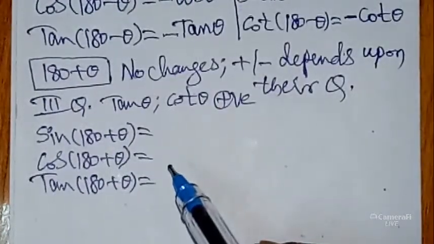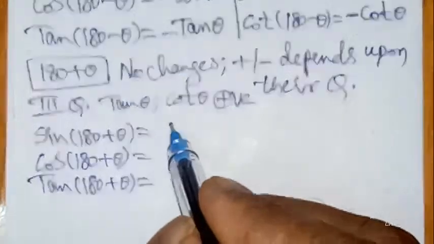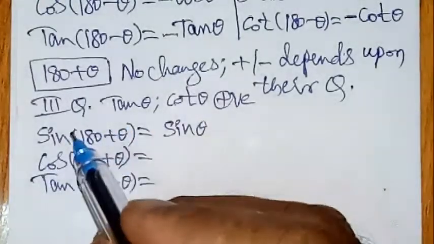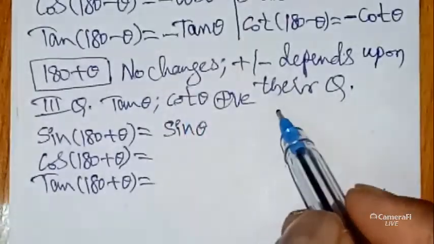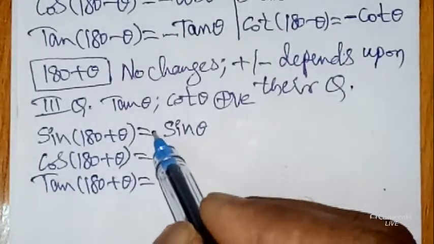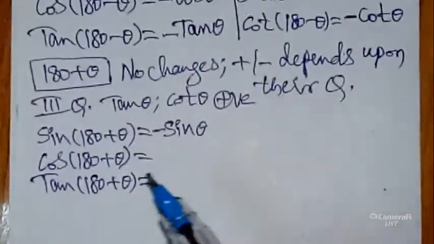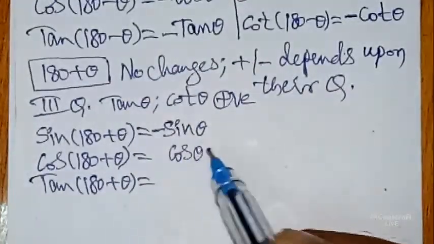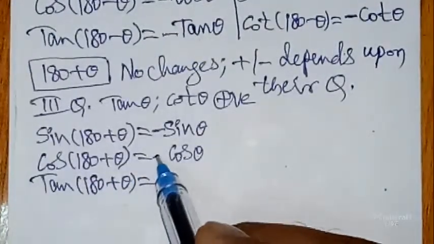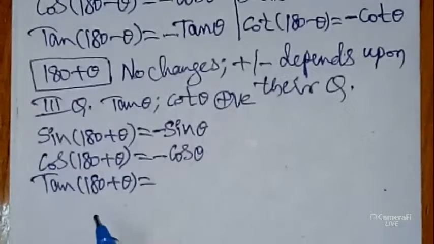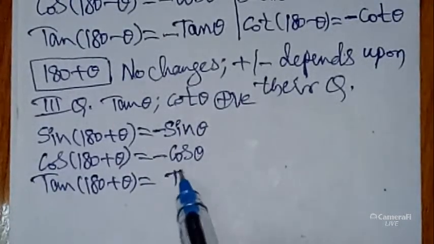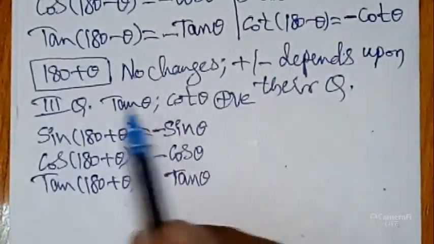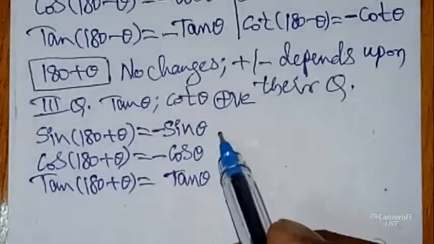So sin 180 plus theta, first of all no changes, you can write it as it is, sin theta, and verify. In the third quadrant only tan is positive, so here we are having sin, so sin is negative. Next cos 180 plus theta, no changes, you can write cos theta. In the third quadrant cos is negative, so you can write the negative symbol. Next tan 180 plus theta, no changes, you can write tan theta and verify. It is positive in the third quadrant, so no need to write the negative symbol.